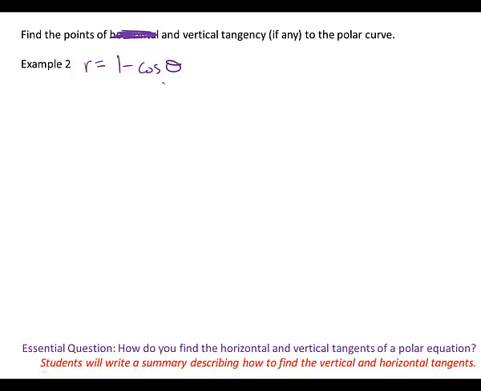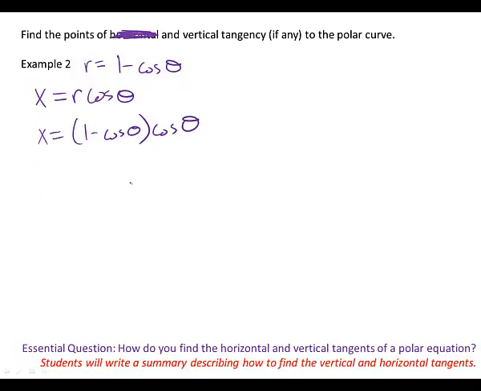So, to get the vertical tangents, remember I have to put it into x equals r cosine theta, right? I'm sorry, it's not x, it's supposed to be y, isn't it? No, it's x. Vertical is x? Okay. Alright, so we're going to go ahead and plug this in for the r. So x equals 1 minus cosine theta times cosine theta.